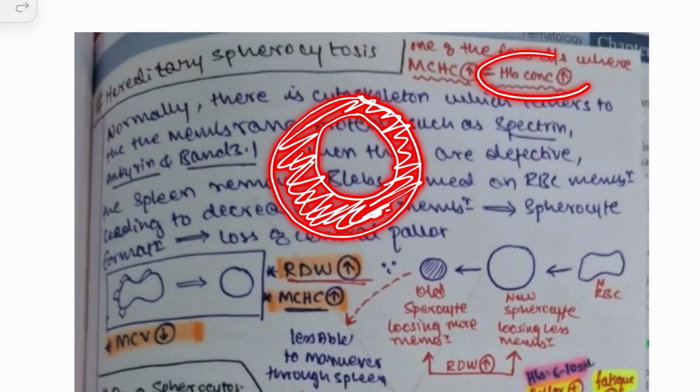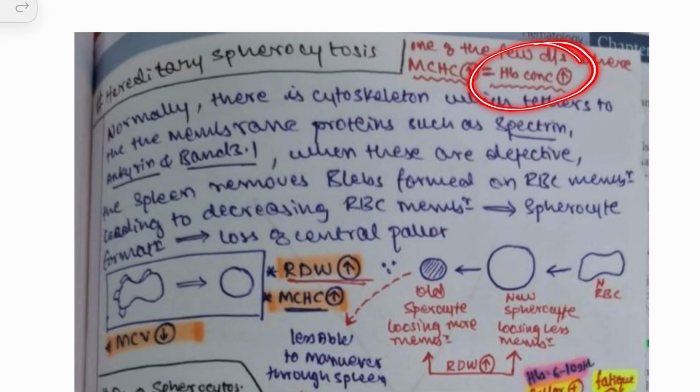but the HB concentration has increased. So this is one of the few diseases where HB concentration, that is MCHC, has increased.